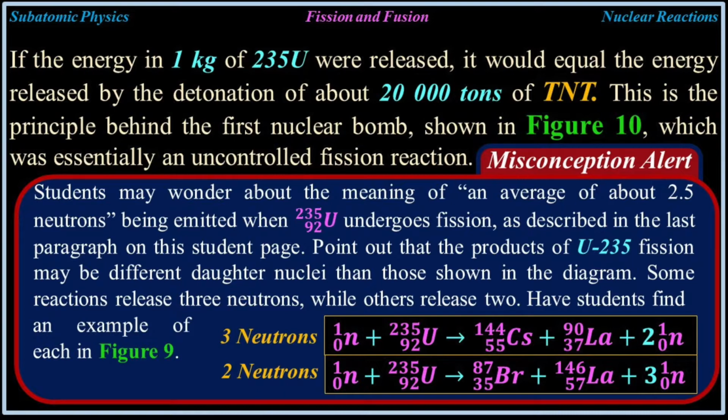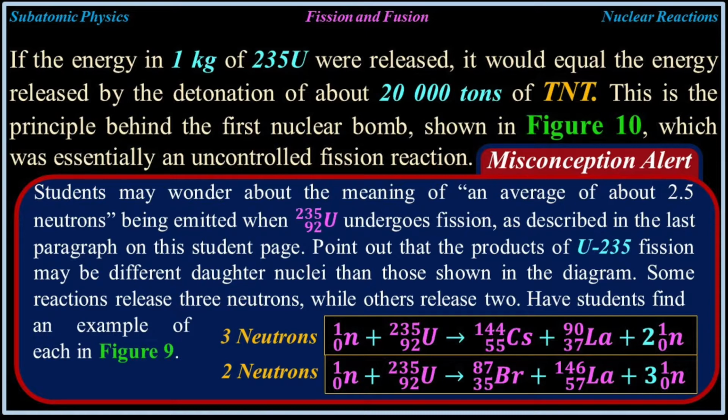Students may wonder about the meaning of an average of about 2.5 neutrons being emitted when uranium-235 undergoes fission, as described in the last paragraph on this student page. Point out that the products of uranium-235 fission may be different daughter nuclei than those shown in the diagram. Some reactions release 3 neutrons while others release 2. Have students find an example of each in Figure 9.